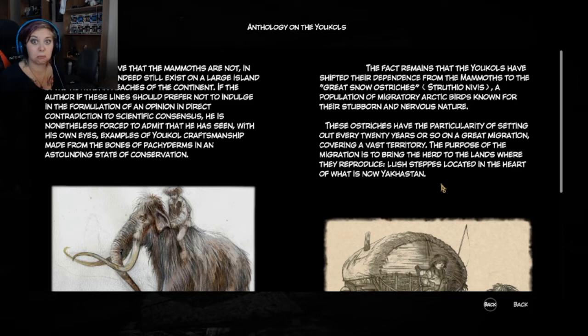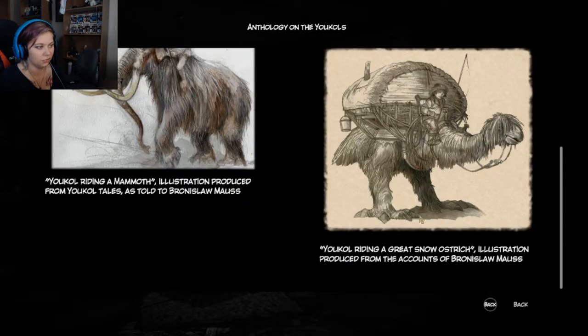Yakistan? Okay, never heard of it. Must be a made-up place. Yukol riding the great snow ostrich. I can't imagine, that's a lot of stuff to have on this bird.